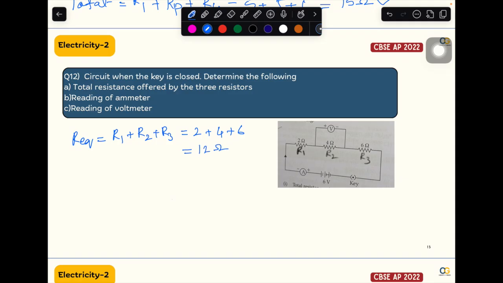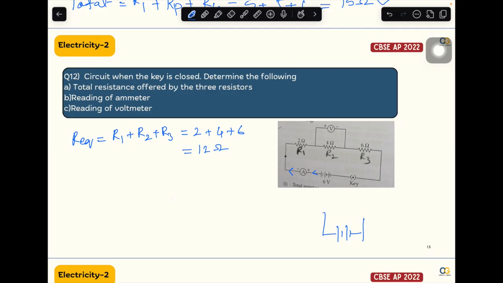So now for the ammeter reading, because they are in series, the essence of what you want to find is this: 6 volt is the total voltage of the circuit. The current will go like this. So this ammeter reading is basically the total current of the circuit. Now once you have determined the equivalent resistance, you have made the circuit into one resistor of 12 ohm. So you just have to find the I here.